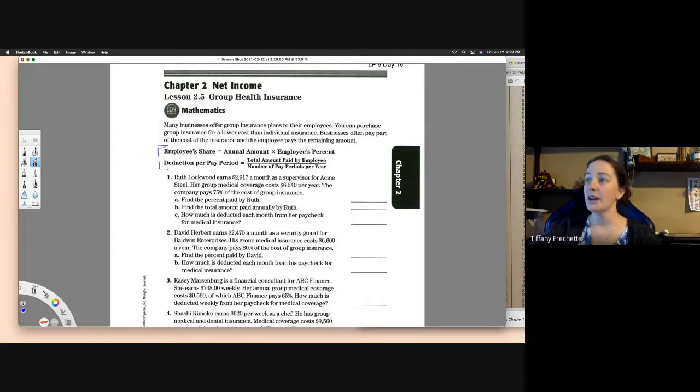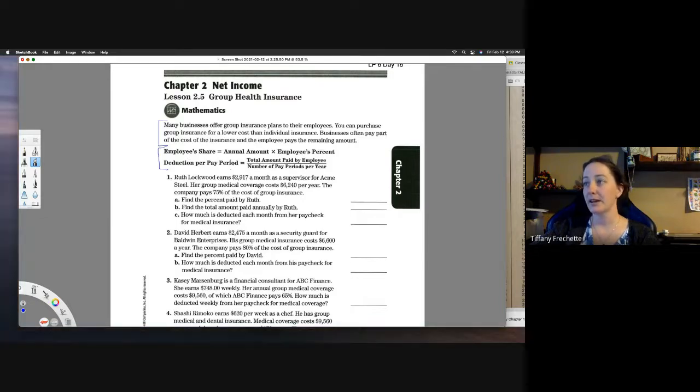So the employee's share is the annual amount times the employee's percent. They don't tell you how to get the employee's percent. We'll have to look at that. They usually give you the employer's percent, and then you have to figure out the employee's percent. It's a pretty easy calculation, but they do this quite often. And then the deduction per pay period is the total amount paid by the employee, so that's the employee's share divided by the number of pay periods in a year.